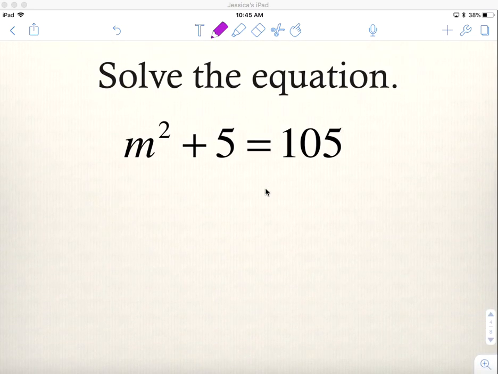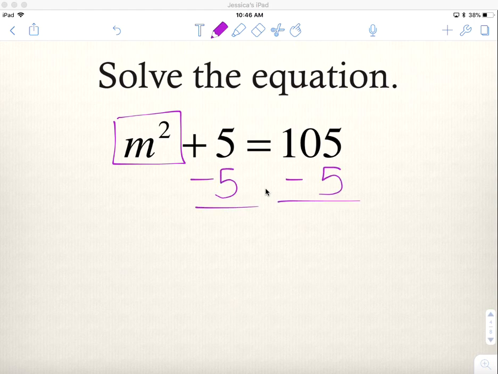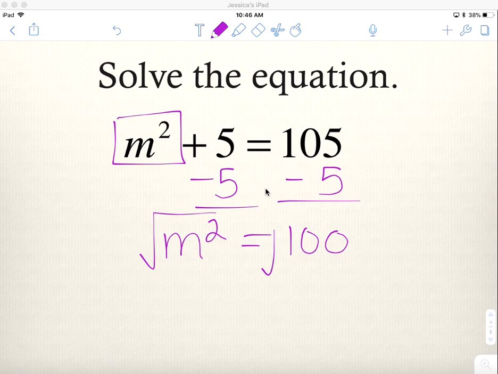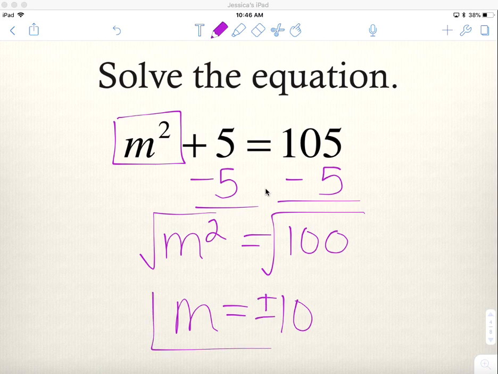Now we're going to bring in a one-step equation with our simplifying square roots. So before you take the square root of both sides, you have to get m squared by itself. So we need to move plus 5 to the other side. The opposite of adding 5 is to subtract 5. And that leaves us with m squared equals 100. Now I'm ready to square root both sides. And the square root of 100 is 10, but don't forget plus or minus.